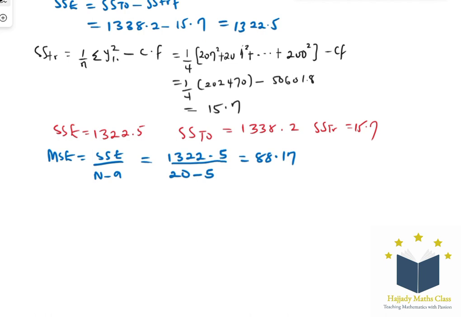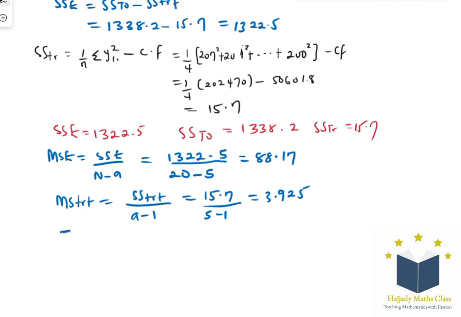Secondly, we have the MS treatment, which is SS treatment over the degree of freedom, which is a minus 1. My SS treatment is 15.7 over 5 minus 1, which is 4. So this gives 3.925.